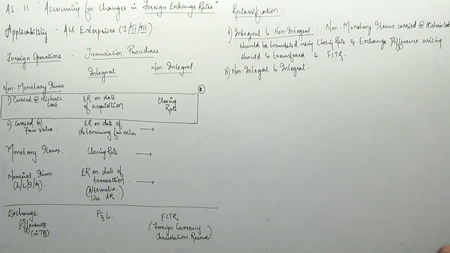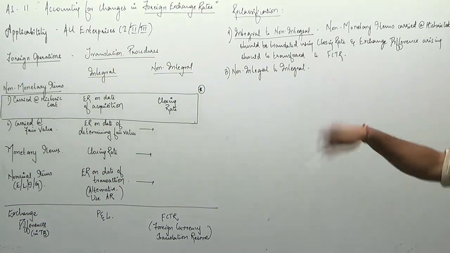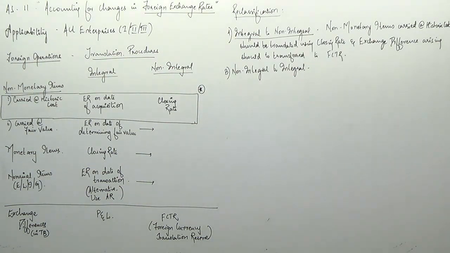Whenever an integral foreign operation is reclassified as non-integral, the non-monetary items carried at historic cost, which until then were translated using the exchange rate on the date of acquisition, should now be translated using the closing rate. The exchange difference between those two, the exchange rate on the date of acquisition and the closing rate, should be transferred to the FCTR account.